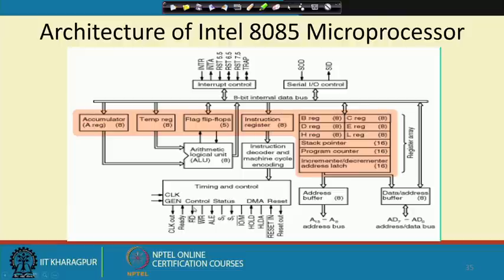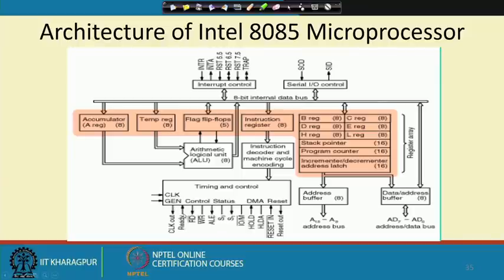Then the read bar line is given as control output, and the write bar line is also given as control output. The arrow is missing here, but the arrow will be outward; wherever the arrows are missing, I think it is the outward direction. Now let us look into the signals that are coming into this timing and control module. Clock is one signal, and for the clock generator, a crystal will be connected between these two pins.